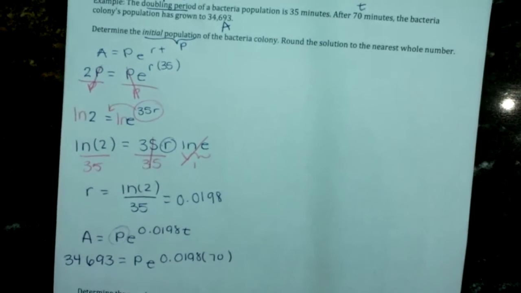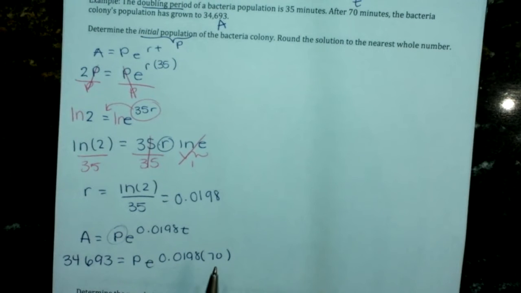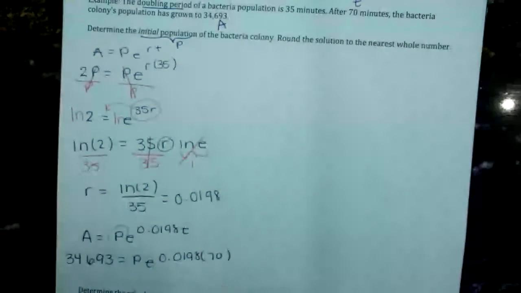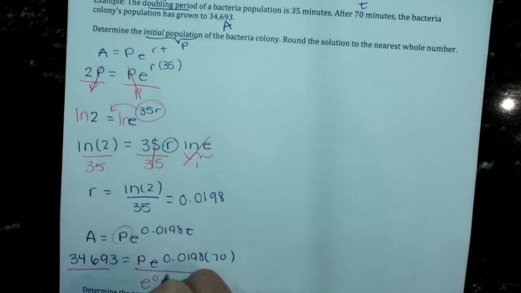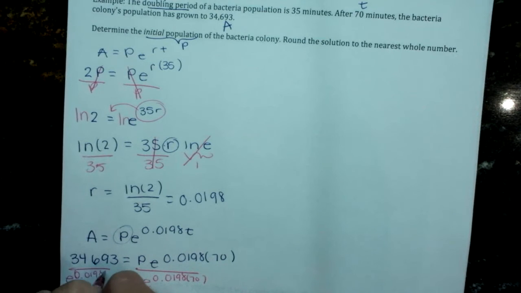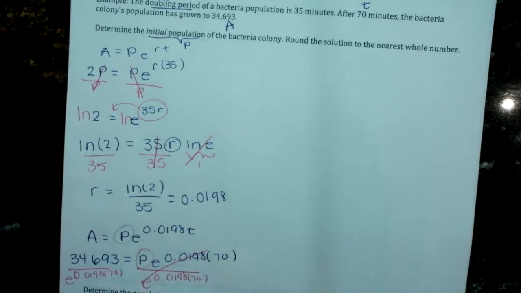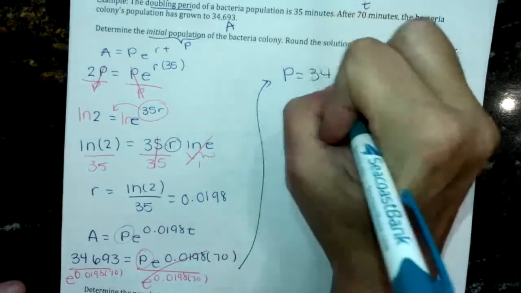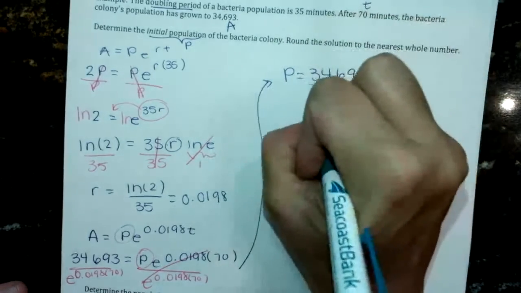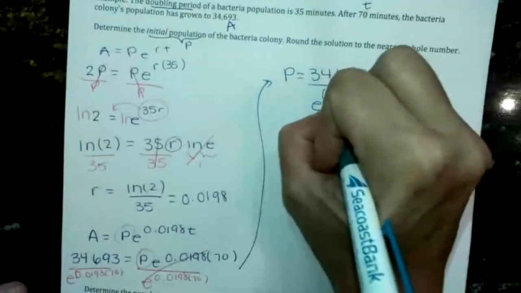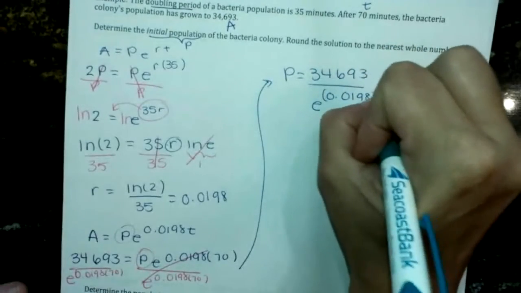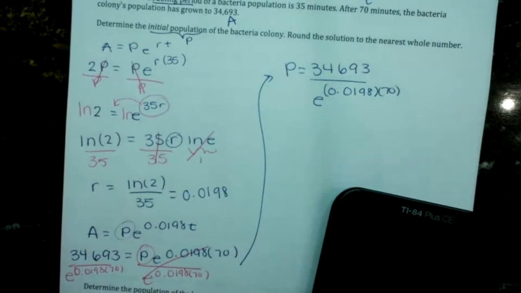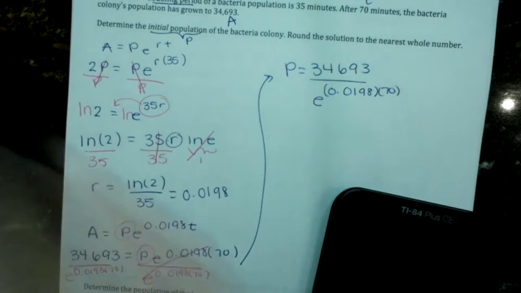So E to the power of 0.0198 times 70 is just a number. So we can divide both sides by E to the 0.0198 times 70. I don't want to round, so that's why I'm leaving it as ugly numbers. That way those cancel. And we got P by itself, which is what we're looking for. So P equals 34,693 divided by E to the power of 0.0198 times 70. So I can plug this into our calculator exactly like we see it.